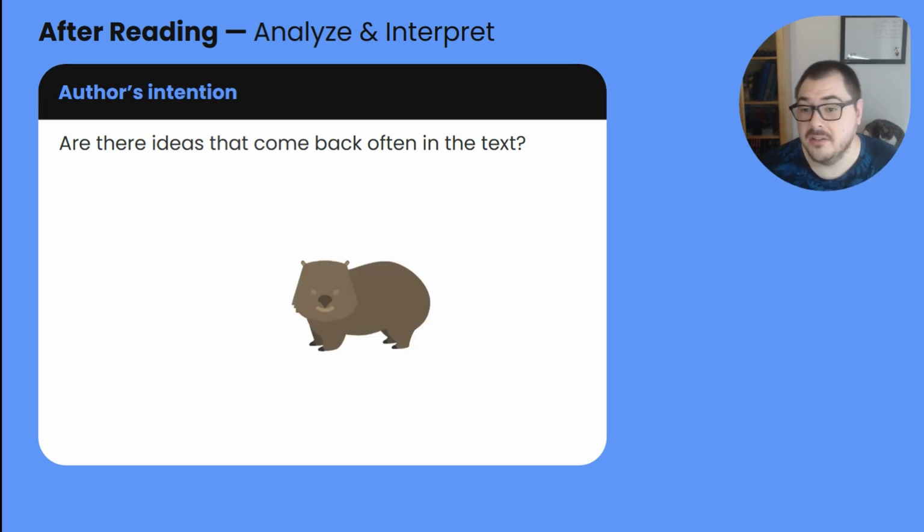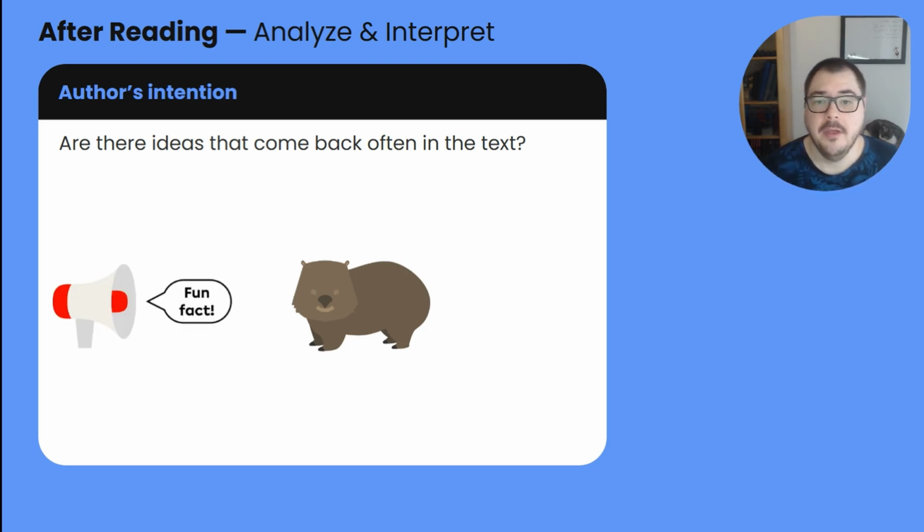Then, if a text is maybe about wombats and it's telling us a lot of cool, fun facts about them, maybe the author just wanted to share their love of wombats with the world. That's the theme.